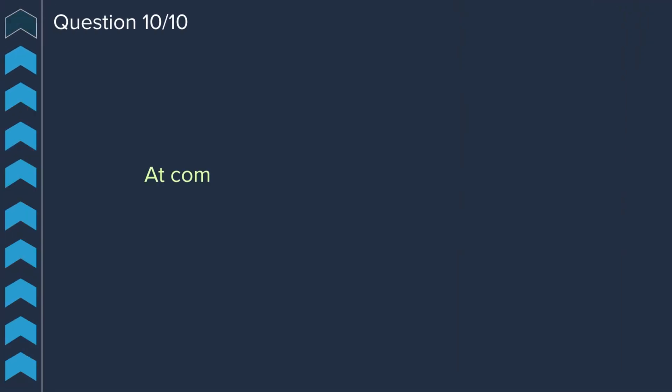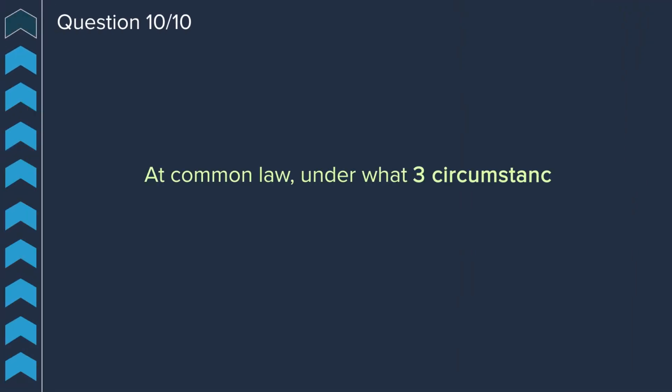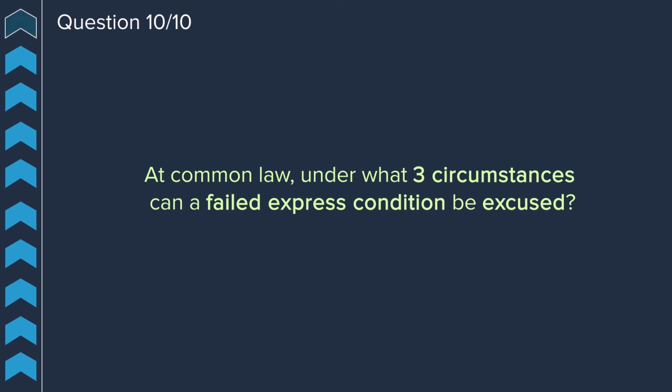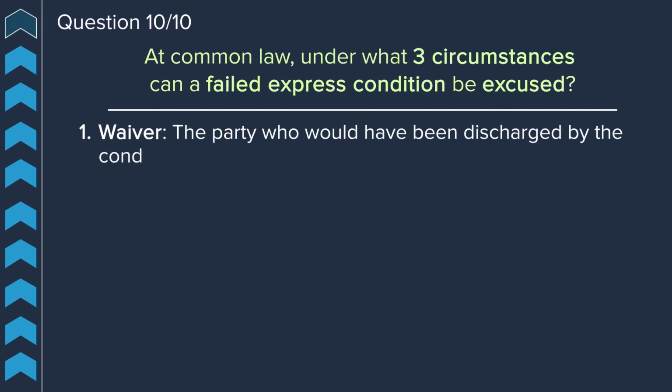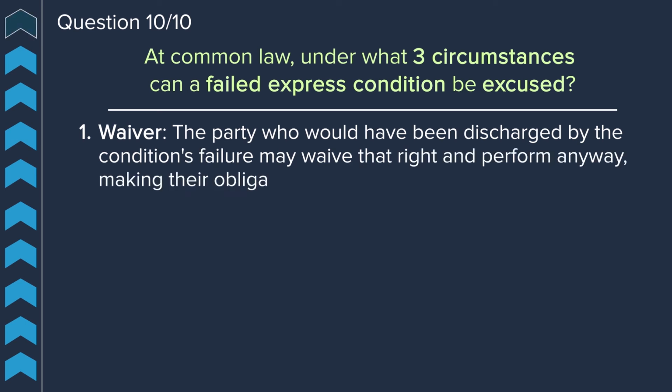Question 10. At common law, under what 3 circumstances can a failed express condition be excused? The first is waiver. The party who would have been discharged by the condition's failure may waive that right and perform anyway, making their obligations absolute.